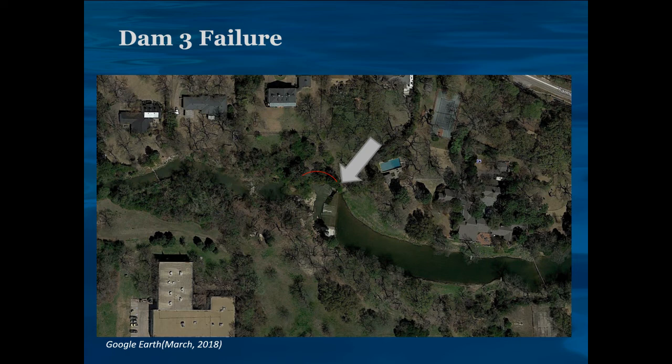Also, what is not necessarily shown as clearly in this particular aerial is that in red, there's a large amount of erosion on the right bank.